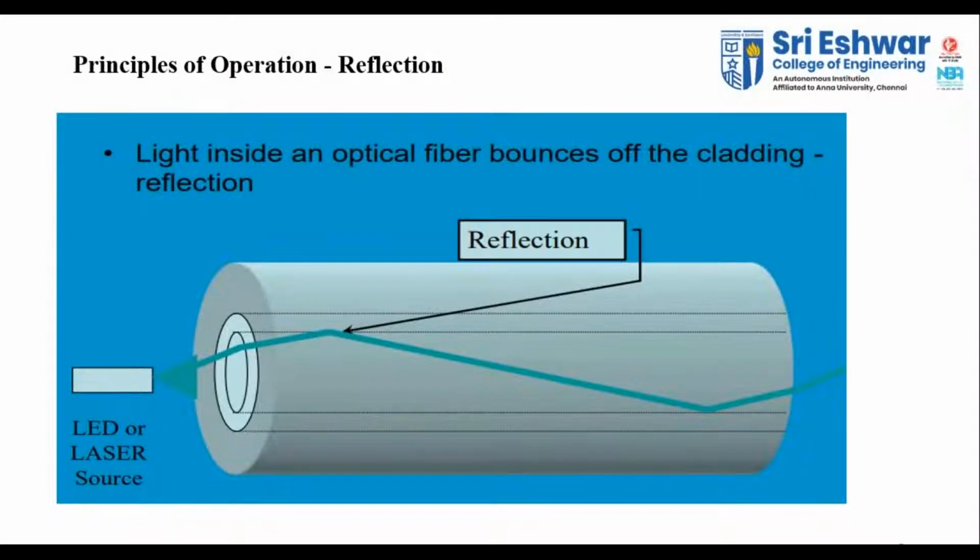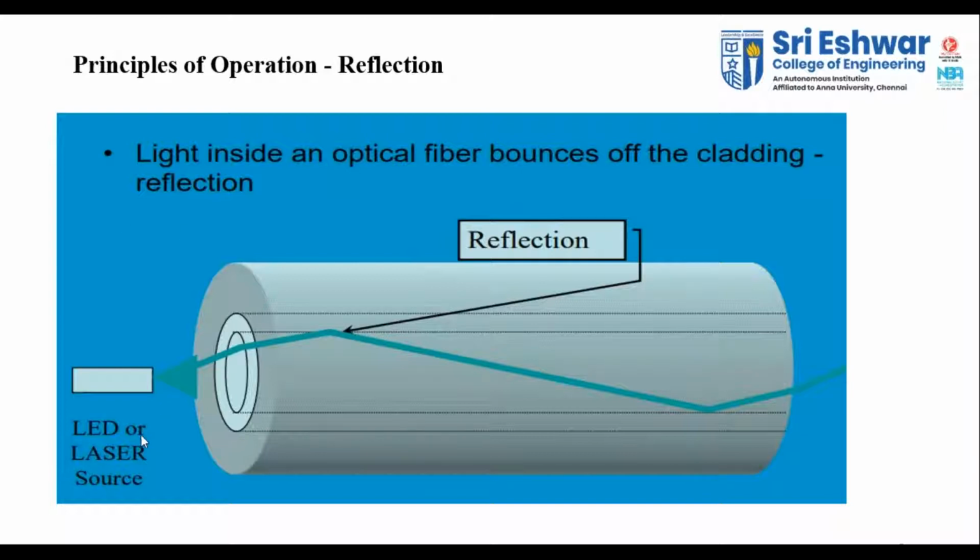Next. So this is the principle. The reflection principle is applied to fiber optic cables. So the first one, LED or laser, that is your light source, the transmitter. What is the next part we are using in the block diagram? Light source. So light source is nothing but LED or laser.